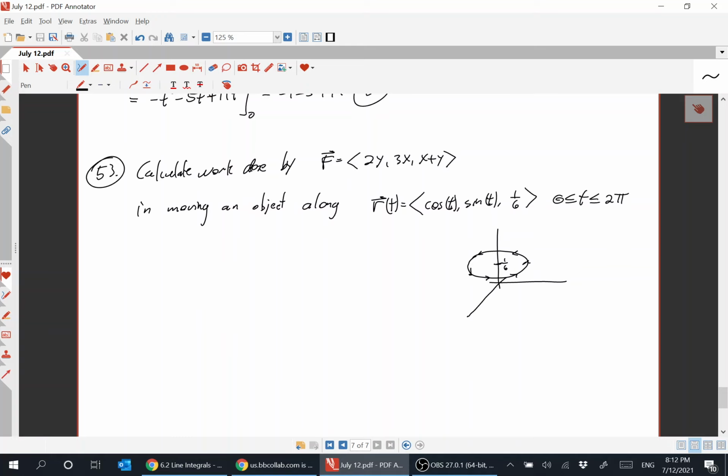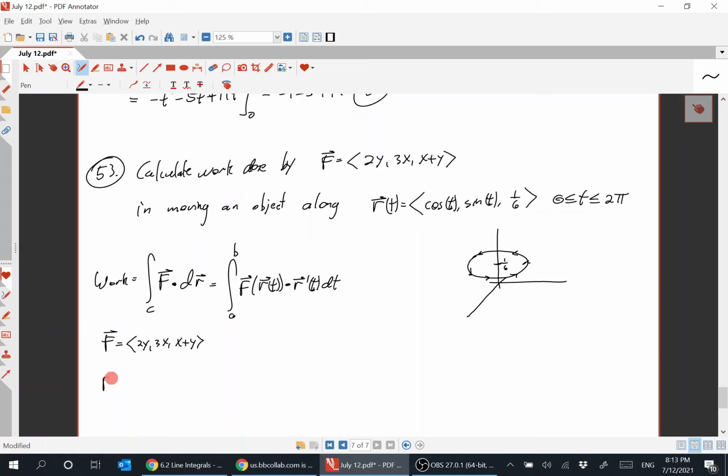All right. So the work done along C is the vector line integral F dot dr. And we've got F. F is 2y, 3x, x plus y. But when you calculate it, it's the integral from a to b of F of r of t dot r prime of t dt. So we know F. Now we've got to find F of r of t.